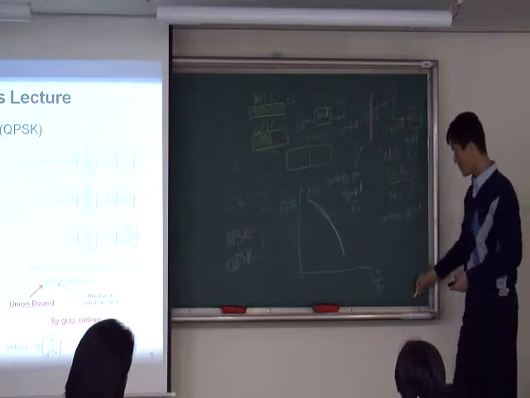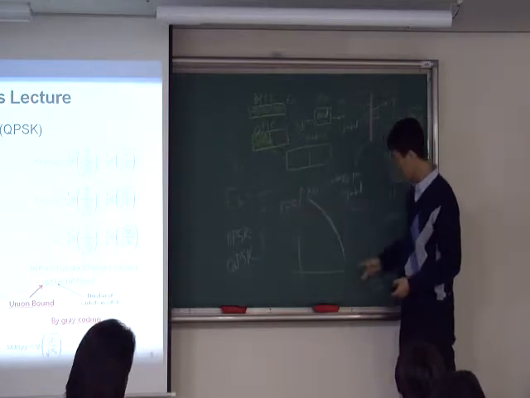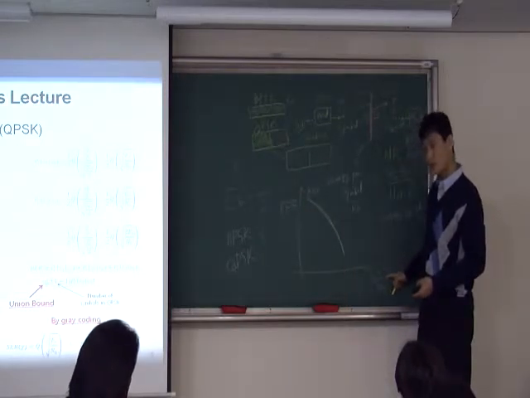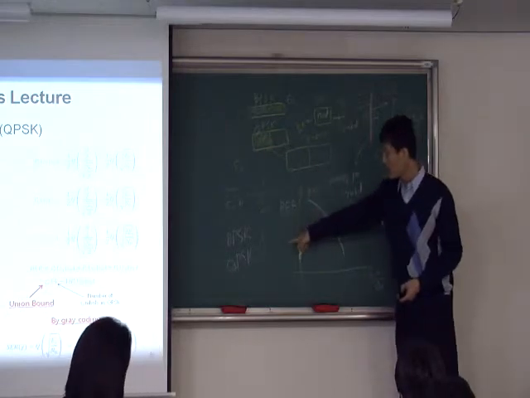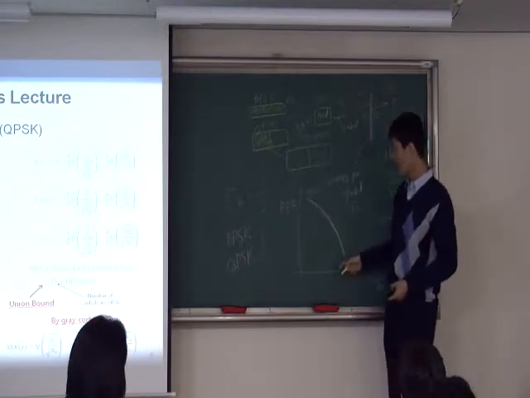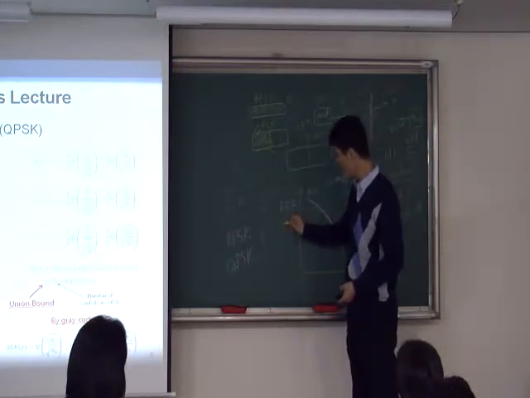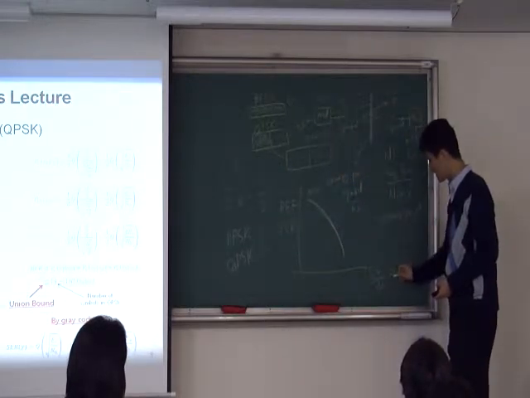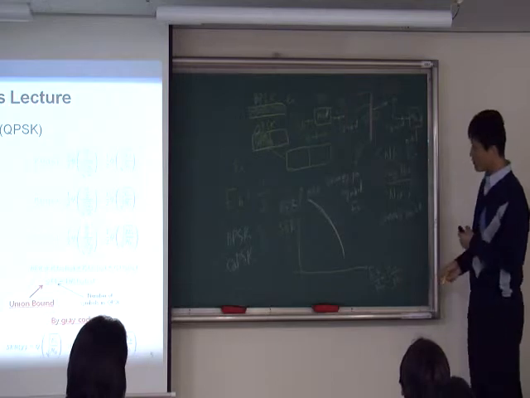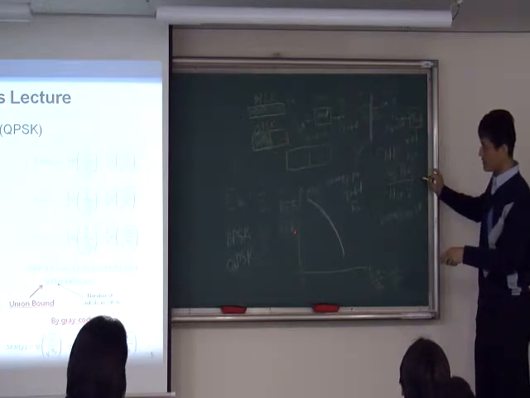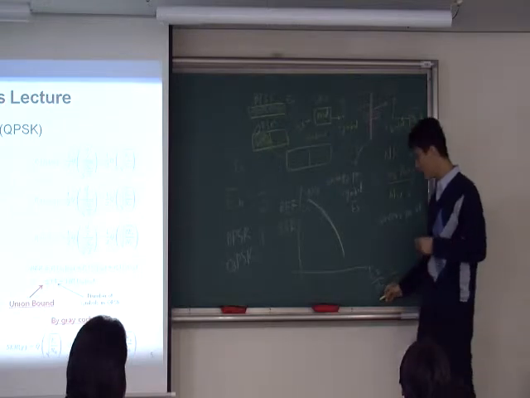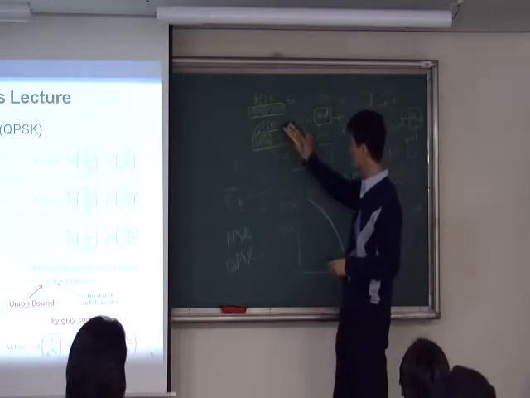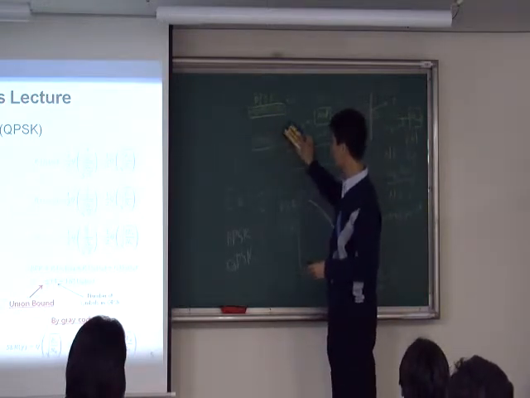Is it confusing? So if you plot the BER versus Eb over N0, QPSK and BPSK are the same. However, if I plot the SER versus Es over N0, now I want to measure the symbol error rate with respect to Es. So what I do now is that I want to fix the Es. Okay?